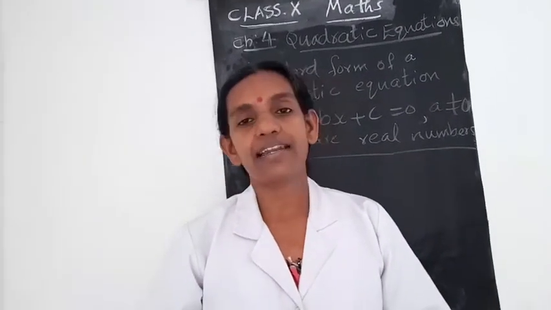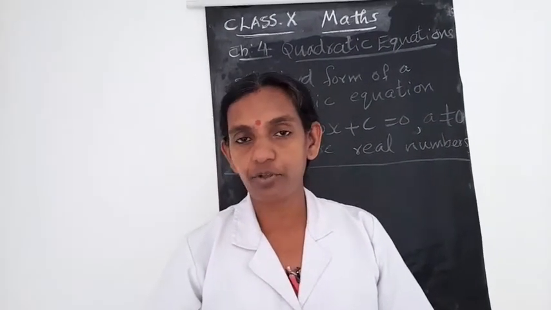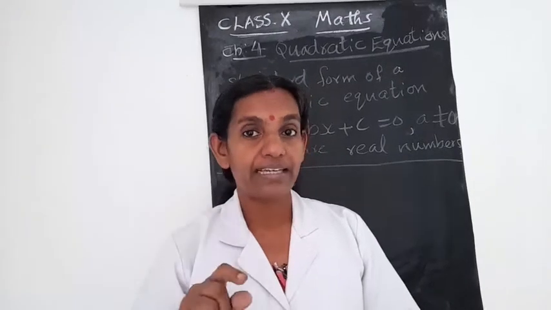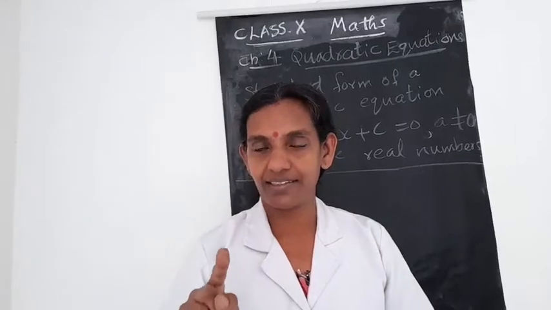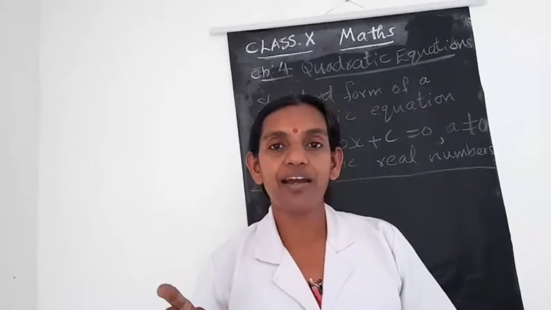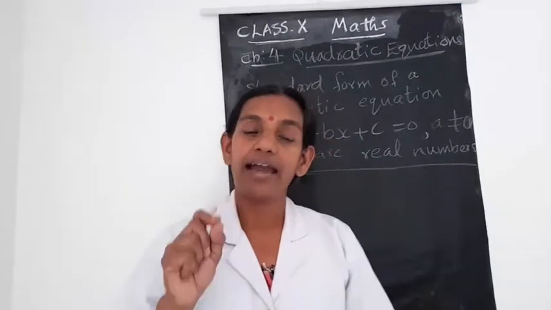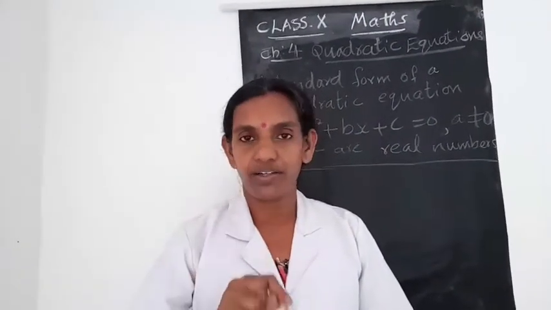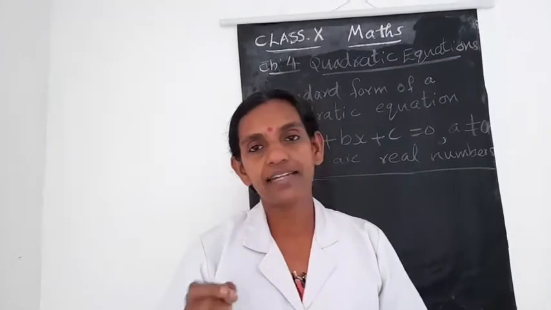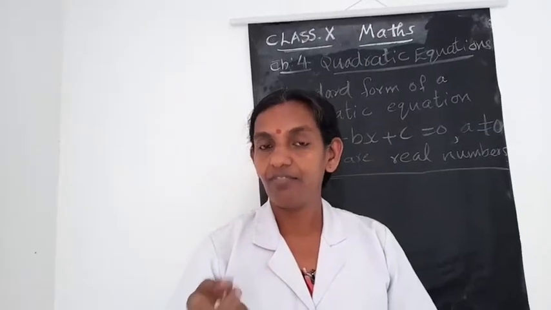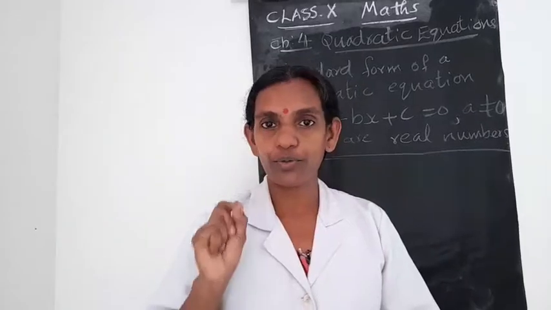Now, can you say the standard form of a linear polynomial? It is ax plus b. The variable used is x. A and b are real numbers. And the power of the variable x is 1. X only means x raised to 1. So, for a linear polynomial, the standard form is ax plus b, where a and b are real numbers and a not equal to 0.